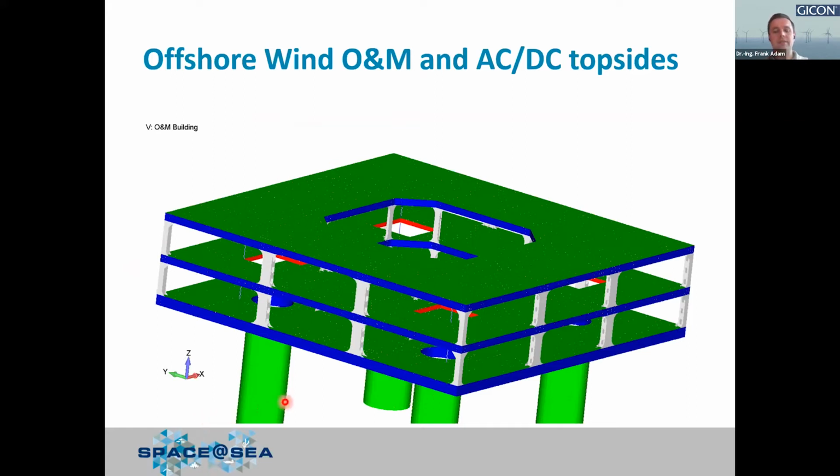So meaning this is a universal interface. Those columns here can be the interface to a TLP substructure, can be the interface to a semi-submersible substructure or a barge type substructure, as the operator would like to have it later on, or as the boundary conditions at sea based on the mid-ocean conditions are defined.